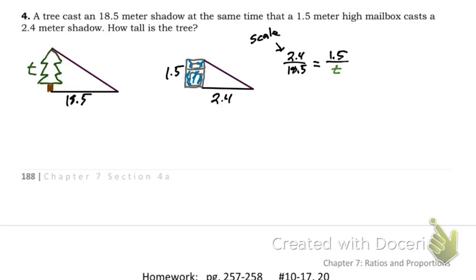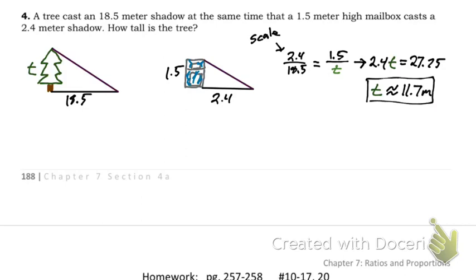So we're just going to use that cross multiplication, or that means extremes, to rewrite this as 2.4t is going to equal 1.5 times 18.5, which is going to equal 27.75. And our tree is going to be about 11.7 meters.